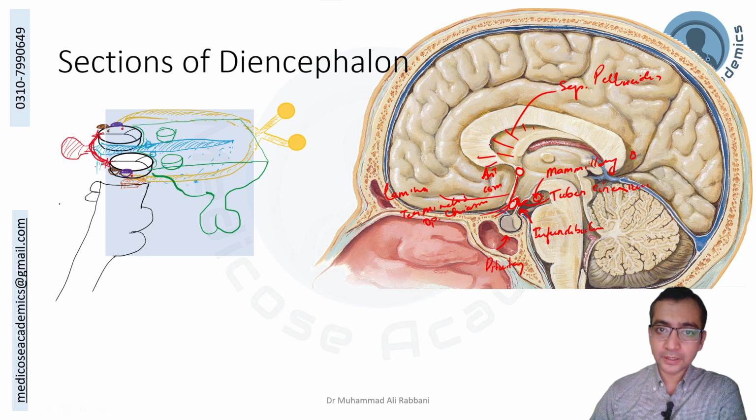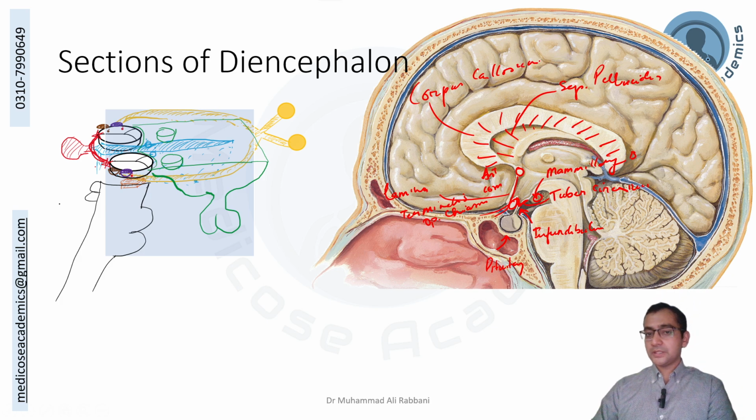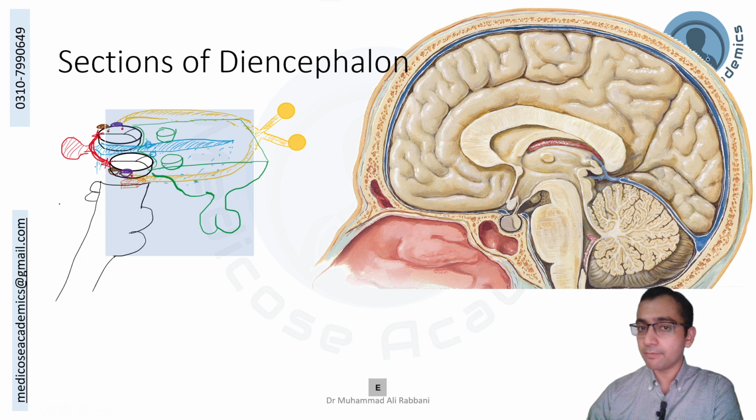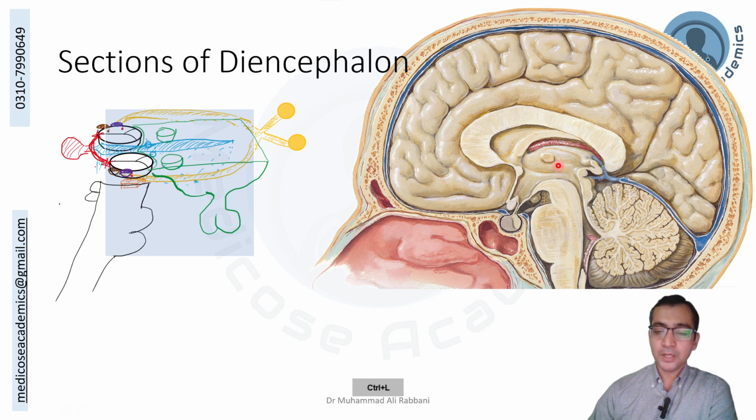But just for reference, I will let you know this is the septum pellucidum, and this whole area, this structure, is part of the telencephalon, the midline crossing fibers. These are called the corpus callosum. So these are the structures that are visible from the mid-sagittal section.